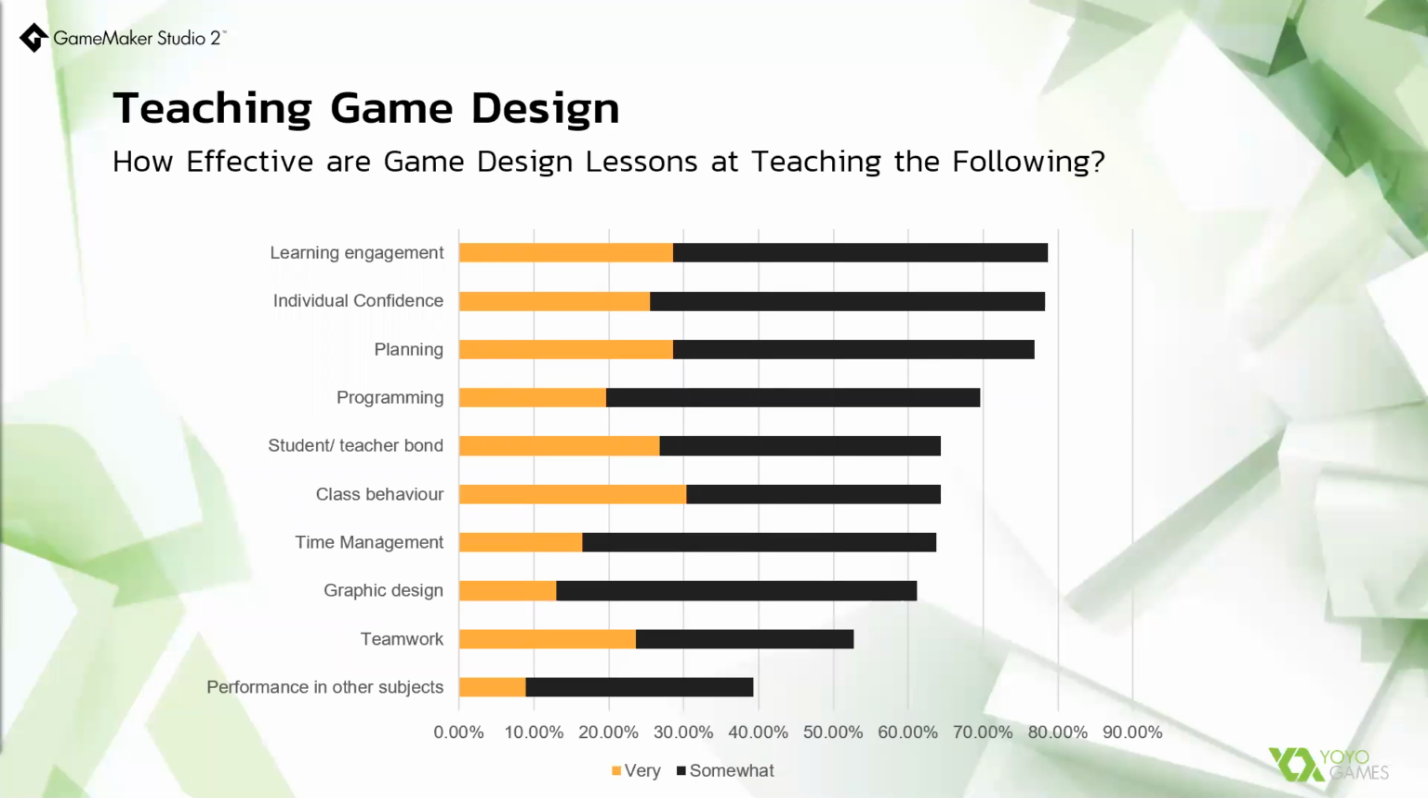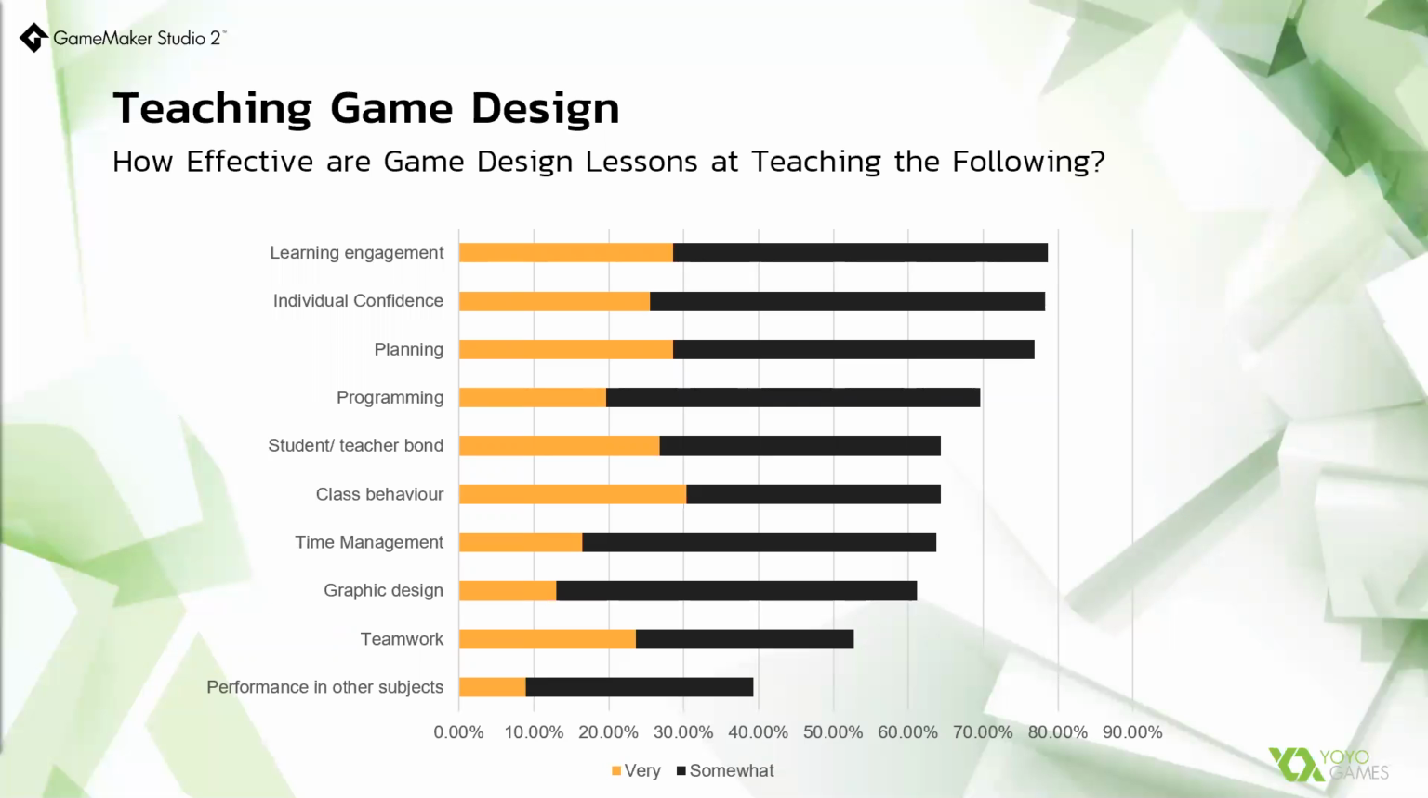So we sent out a questionnaire to our teachers at the start of November last year, and we also ran that in 2019, and the answers are very consistent. So what we have here is a chart that shows how effective game design lessons are at teaching the following, and you can see, over 70%. These are people who are answering very effective or somewhat effective.